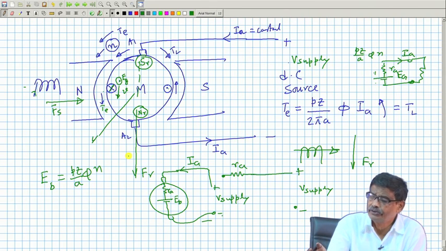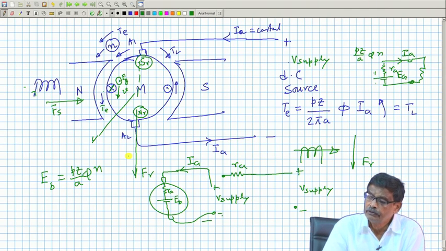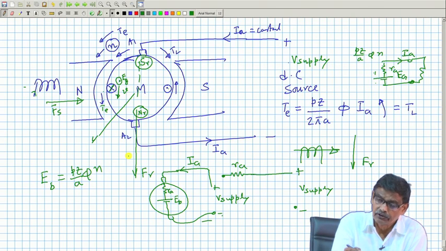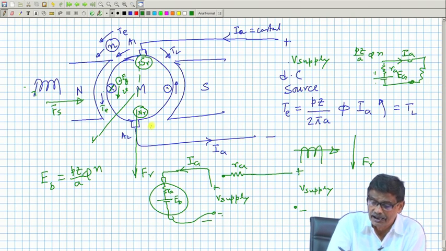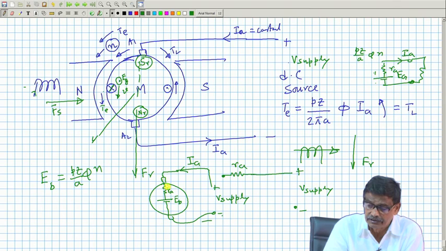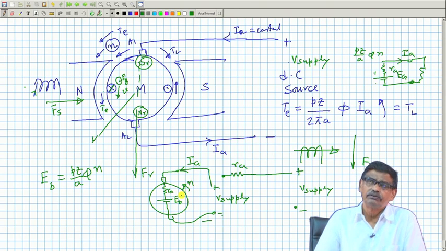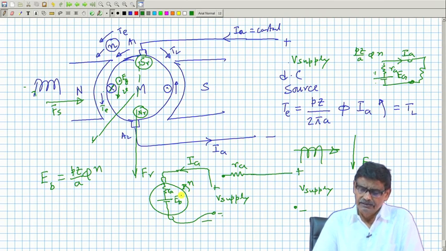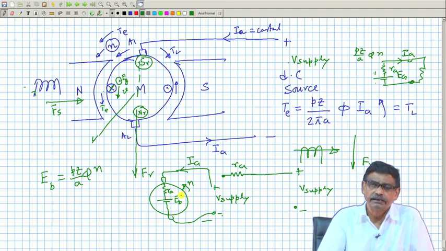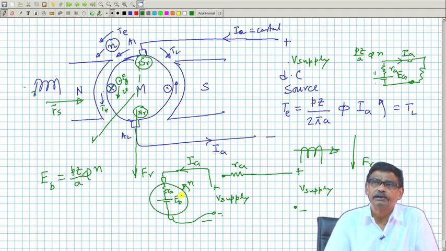We have also found out that expression for generated EMF. If a conductor is moving in a flux per pole phi, then across the armature there will be another source of EMF across the brushes if it is running at some speed N. We will continue with this, but physically try to also understand. It is a very simple way you can understand many things of a DC machine.